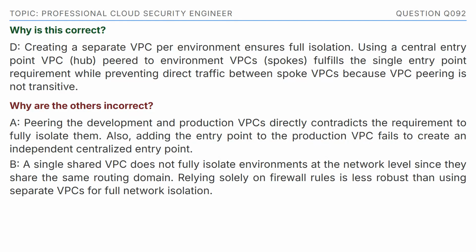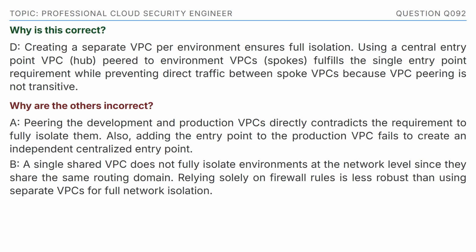Why is this correct? D. Creating a separate VPC per environment ensures full isolation. Using a central entry point VPC, hub, peered to environment VPCs, spokes, fulfills the single entry point requirement while preventing direct traffic between spoke VPCs because VPC peering is not transitive.